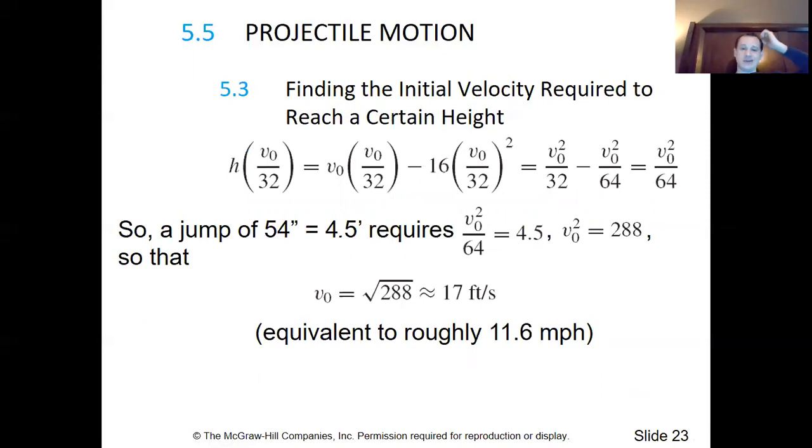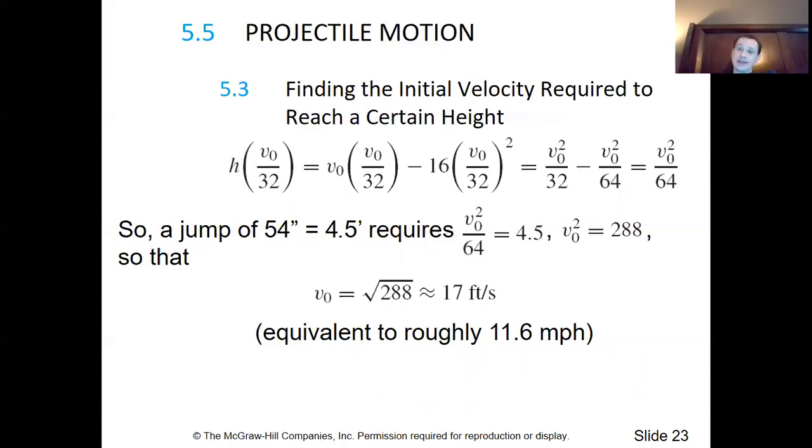Now, let's see what we can do here. Remember, they did give you the maximum height. They said it was 54 inches. What a bunch of jerks, because everything else is in feet. So the first thing you need to do is convert 54 inches over to feet. It turns out to be 4.5 feet, so that's what I want to use. So the height is 4.5 feet.